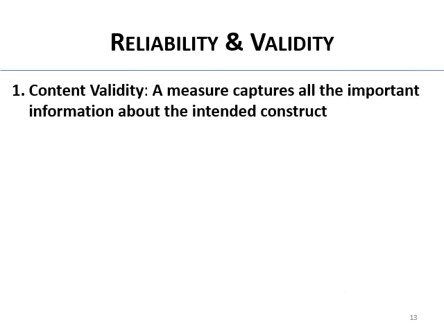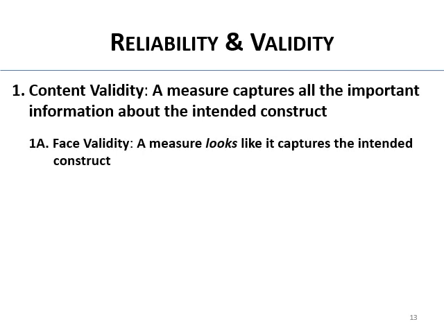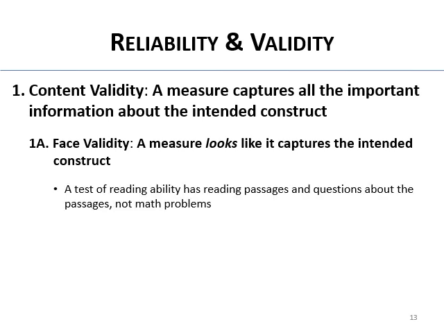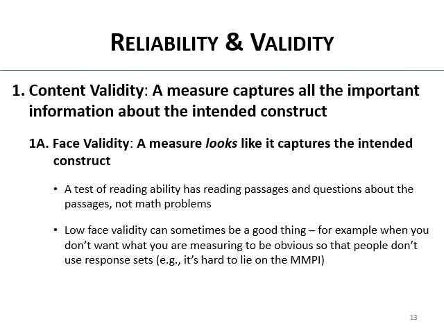All right, so what's content validity? Content validity is when a measure captures all the important information about some intended construct. It captures the whole universe of information that's important for measuring whatever it is you're trying to measure. One type of content validity is face validity. Face validity is when it looks like it measures what it's supposed to be measuring, right? So it's a test of reading ability, and it has reading passages and questions about the passages. There aren't math problems, there isn't trig on there. It looks like it's measuring what it's supposed to measure, and we call that face validity.